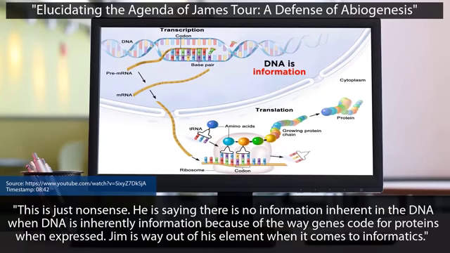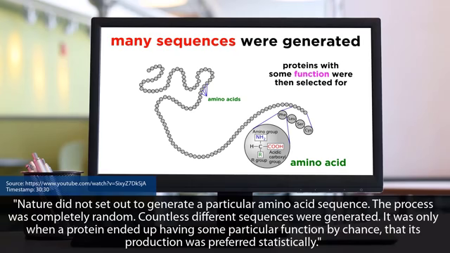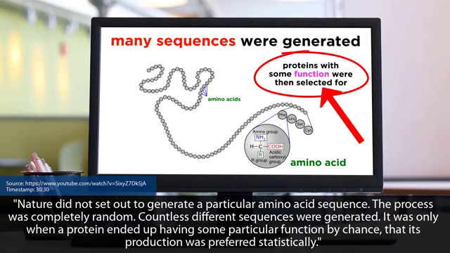He is saying there is no information inherent in the DNA when DNA is inherently information because of the way genes code for proteins when expressed. Jim is way out of his element when it comes to informatics. Nature did not set out to generate a particular amino acid sequence. The process was completely random. Countless different sequences were generated. It was only when a protein ended up having some particular function by chance that its production was preferred statistically. Selection does not exist on a prebiotic Earth.